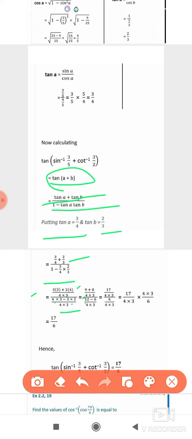Hope you all know how to solve this. The LCM of 4 and 3 will be 12. Then when you divide 12 by 4, you will get 3, and 3 into 3 you will get 9. In the same manner, when you divide 12 by 3, you will get 4, and multiply 2 with 4 in the denominator also. After solving all this you will get this, and then your answer will be 17 over 6. But here we are having tan(a plus b).